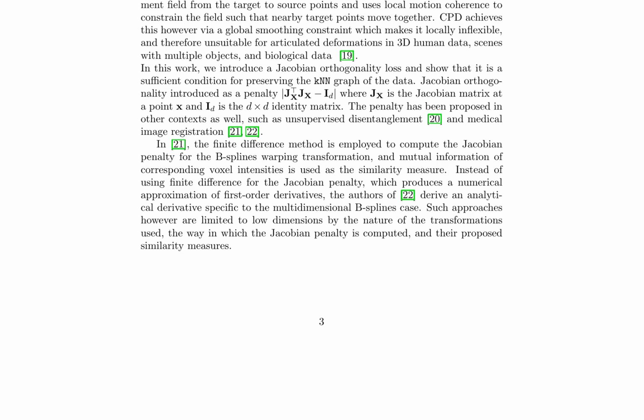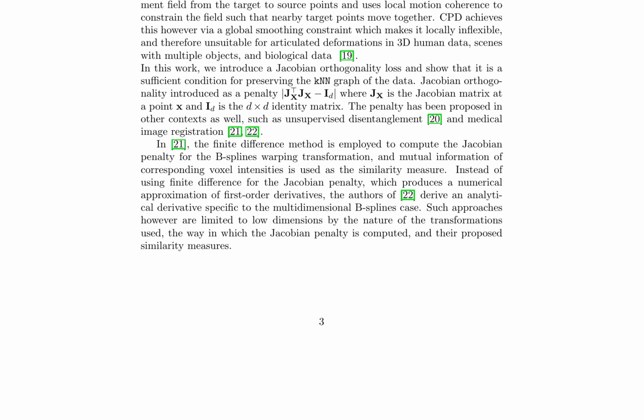This work introduces a Jacobian orthogonality loss as a sufficient condition for preserving the kNN-Graph of the data. The Jacobian orthogonality loss is defined as J_x minus I_d, where J_x is the Jacobian matrix at a point x and I_d is the d times d identity matrix. This penalty has been proposed in other contexts, such as unsupervised disentanglement and medical image registration.